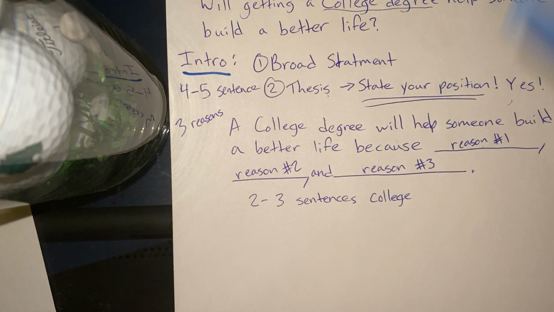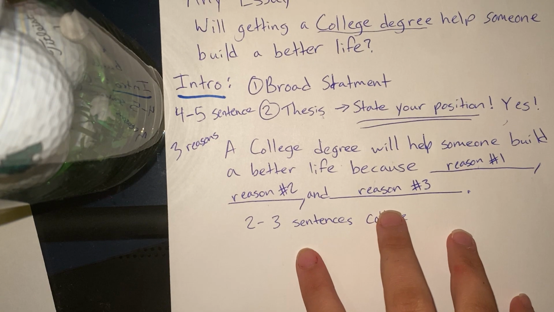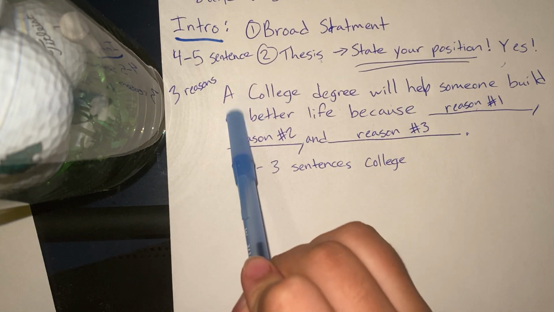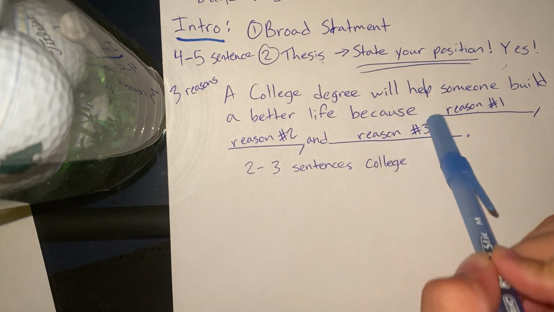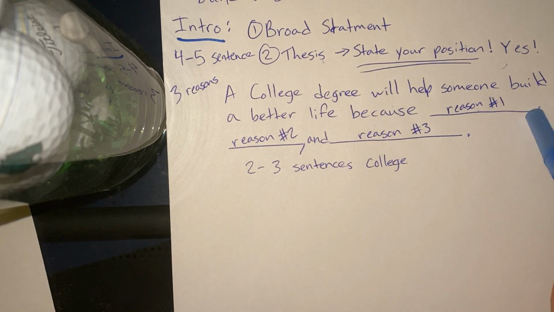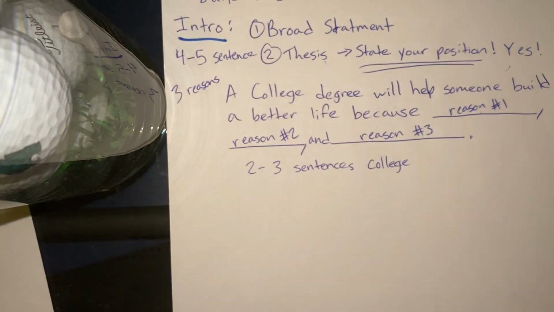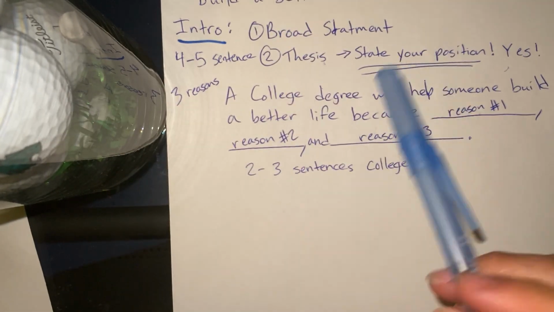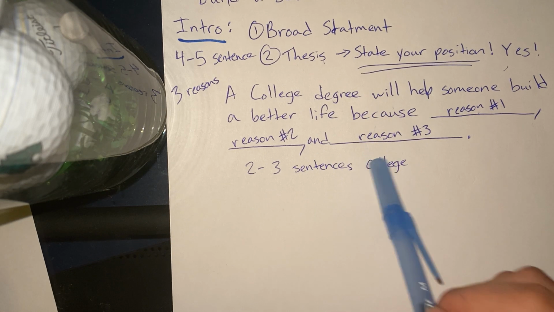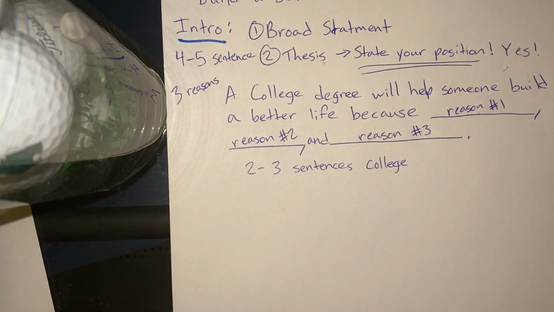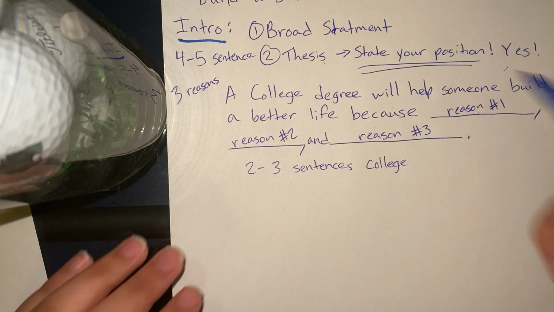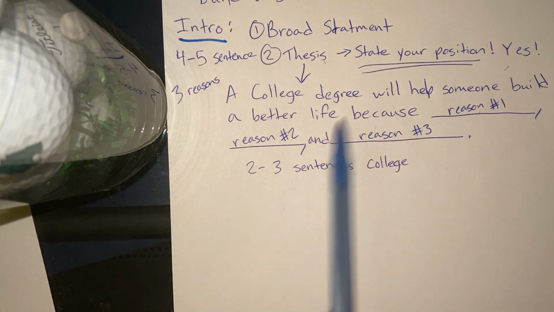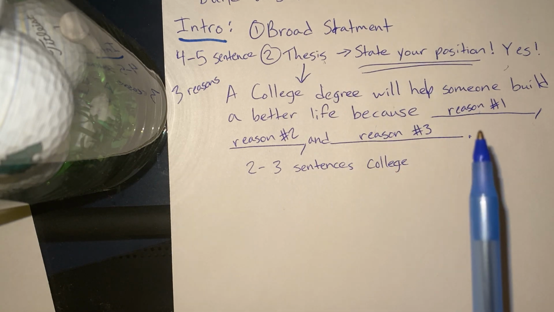So I'm going to go ahead and tell you the reasons that I think a college degree will help someone build a better life. So my thesis is a college degree will help someone build a better life because they can find a better job, reason 1, comma, be a better parent, reason 2, and be more confident in a professional setting, period. That is your thesis. That is it. Whatever your 3 reasons are, that's all you have to do, and that's a perfect thesis right there.